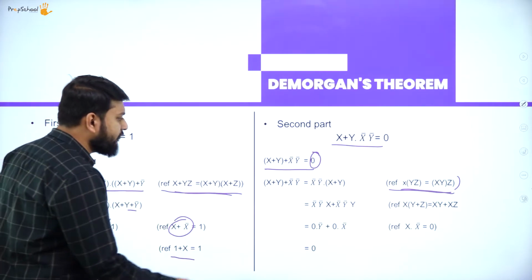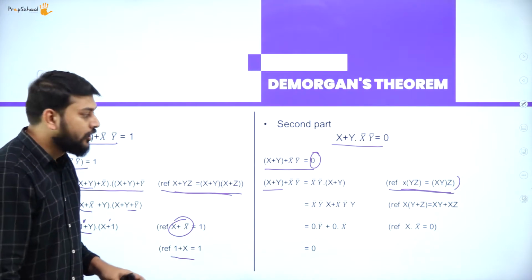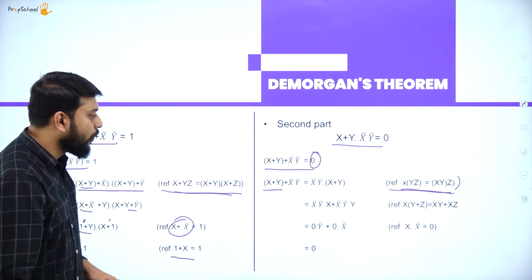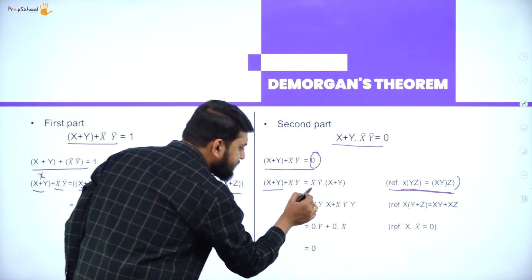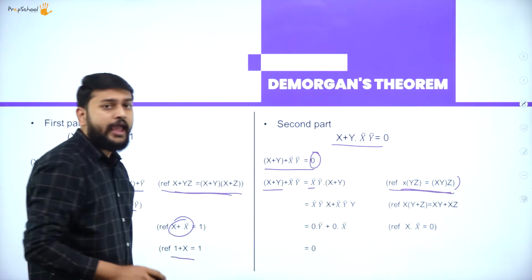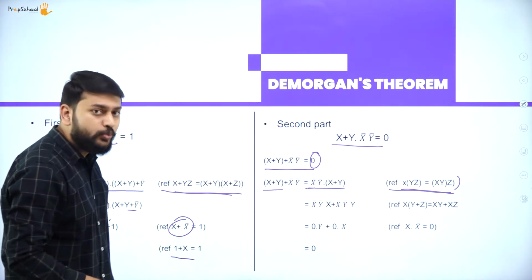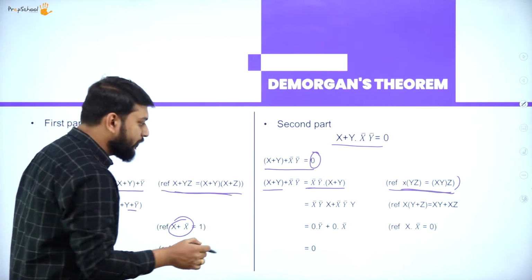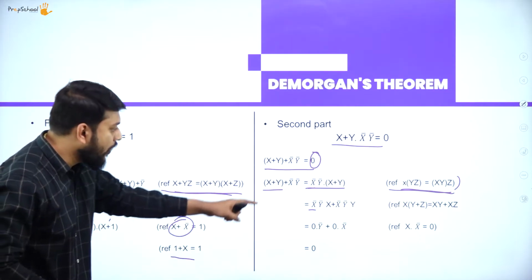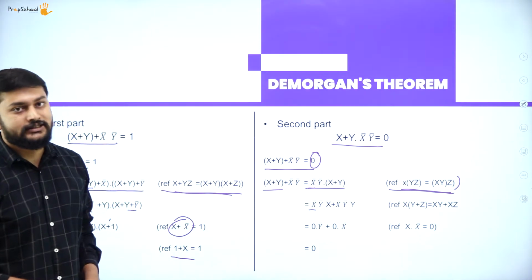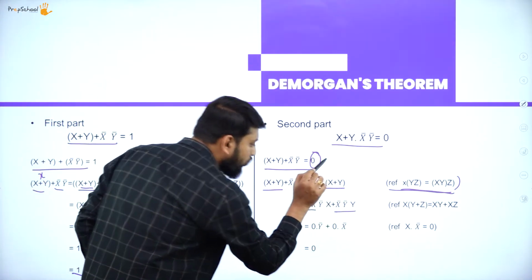What is the expression that we have? x plus y plus x'y'. So let's start now. x'y' into (x + y). This is the expression that I have. How do we solve this? Please observe here what I have. x'y' into x plus x'y' into y.